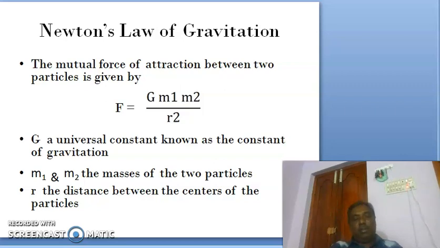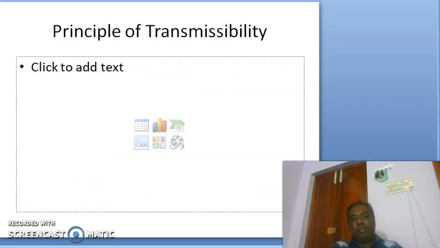So these are the very important laws given by Newton. And finally, we have the principle of transmissibility. By this principle, when we have a force acting at a point, it acts through the line of action. That is called the principle of transmissibility. So these are the important basic concepts and basic laws that we study under engineering mechanics. And of course, we have more laws and more concepts to follow.